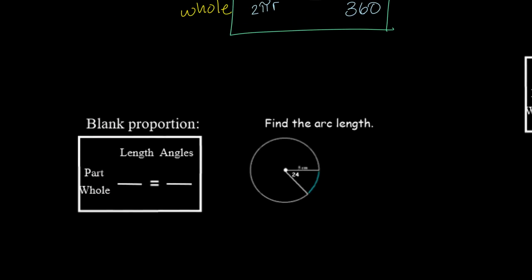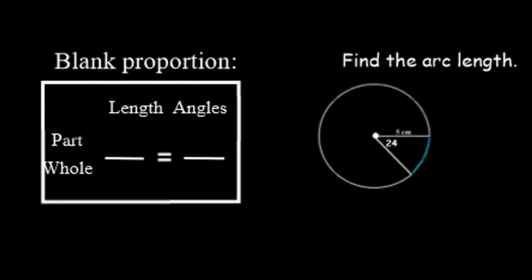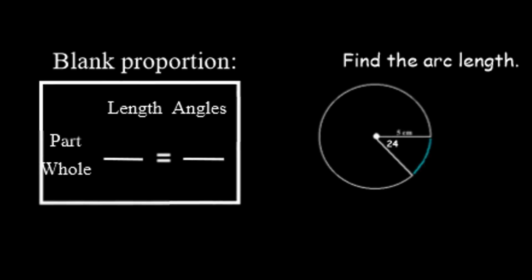So now let's try it. Let's go ahead and try it. Find the arc length. I know on mine it's a little blurry. Is that a 5 centimeters, tell me? Yes. All right. So what are we solving for here? And where does that go in our proportion?